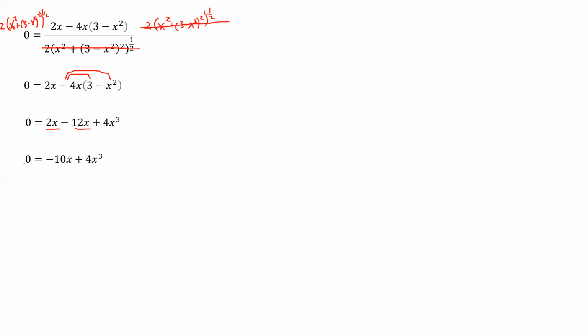And before we begin, let's make the numbers as small as possible. So what would happen if we divided by 2? So we'll just divide absolutely everything by 2. And I think it's time to factor. We see an x that's common. So pull the x out, multiply by minus 5 plus 2x squared. So either this one is equal to 0 or this one is equal to 0.